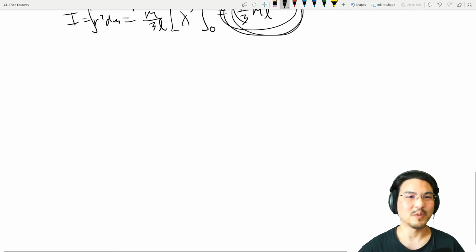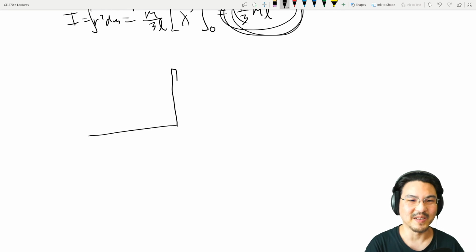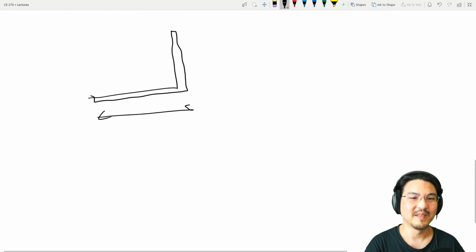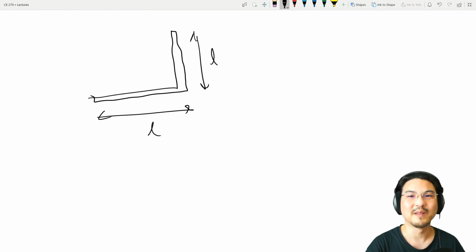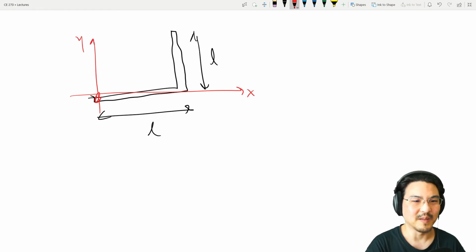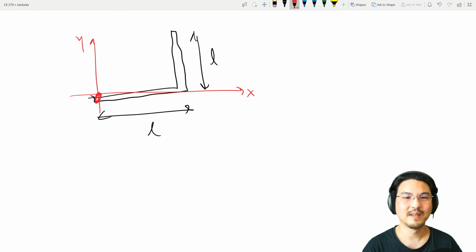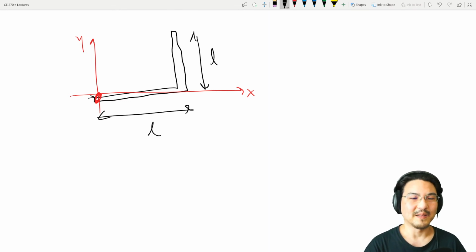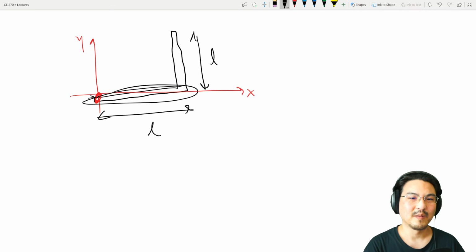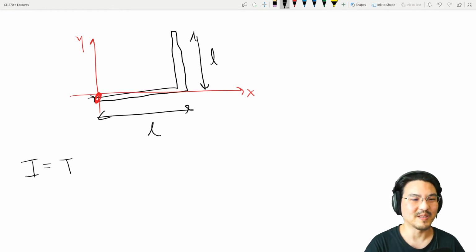Okay, let's do one more that's maybe a little more exciting. So let's say you have like an L-shaped bar. Let's just say it's length L over here and length L over here. And we want the moment of inertia about this end over here. Okay, and let's just split it up into this horizontal part and this vertical part. So the mass moment of inertia, let's split it into the horizontal part, vertical part.